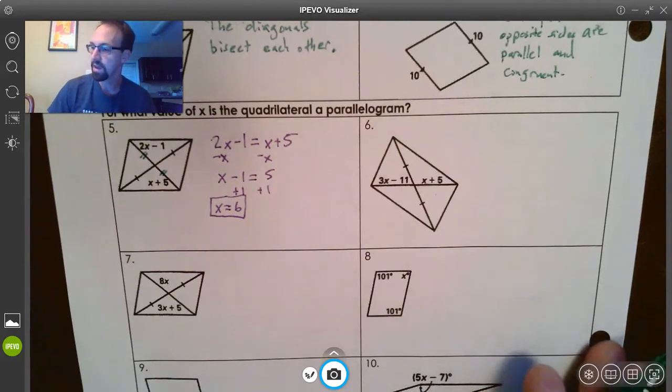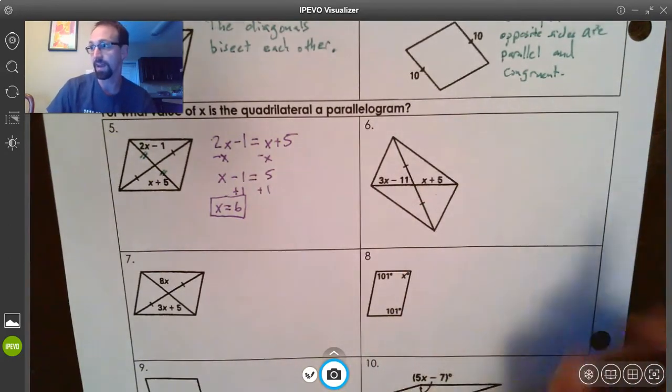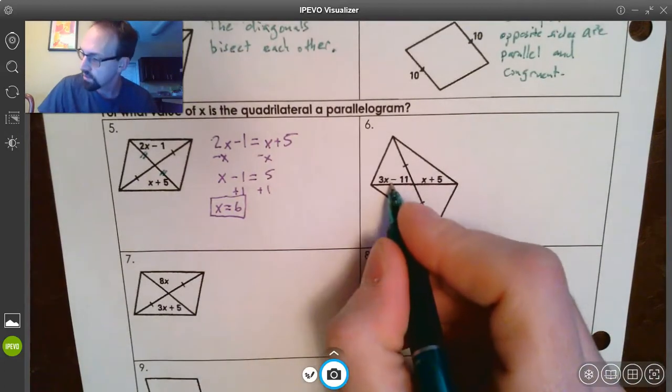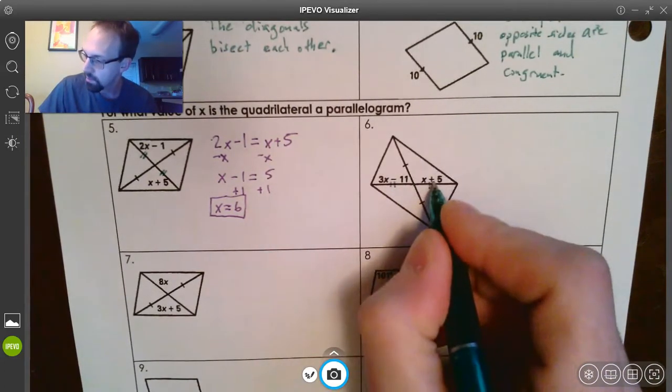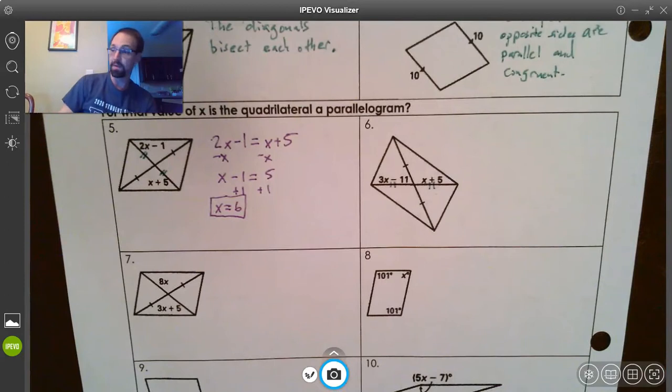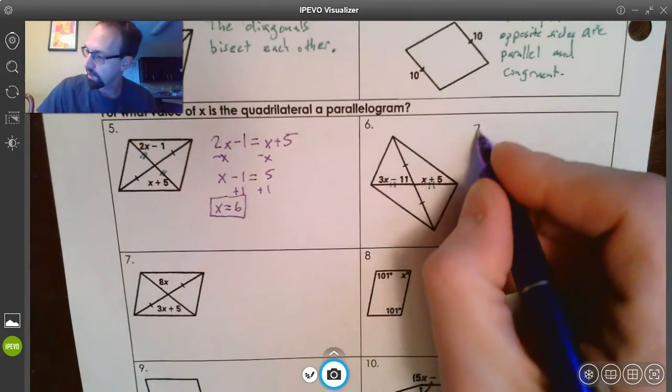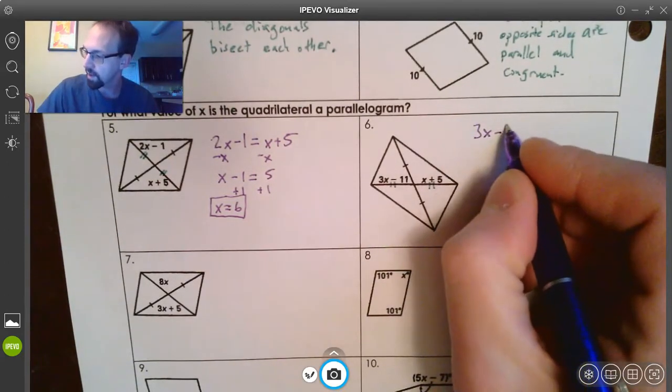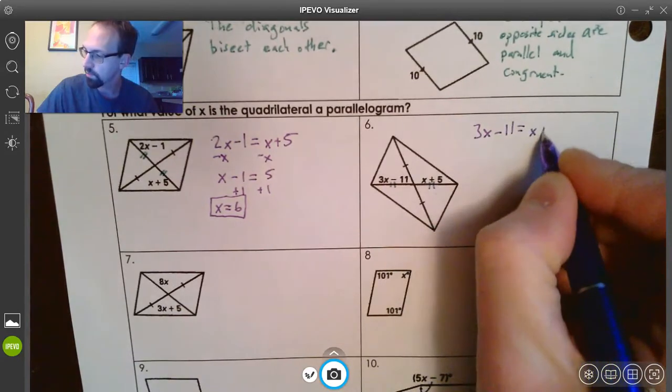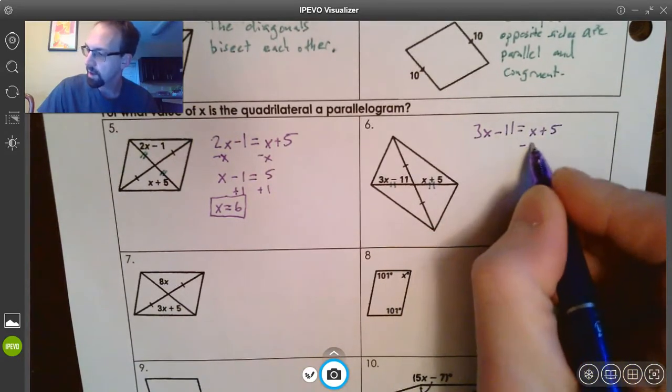For number 6, it's very similar. We have diagonals that bisect each other. So that means that these two would be equal to one another. So I would set them equal to each other and then solve. So I have 3x minus 11 equals x plus 5. Again, I'm subtracting x on both sides.